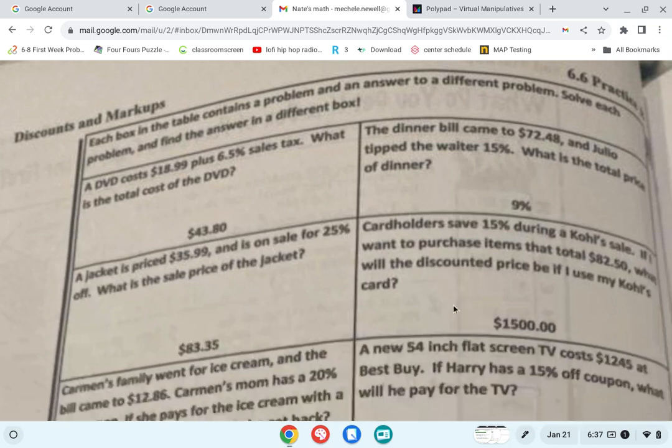Let's look at all the other problems and just see if there's something different. Cardholders save 15% during a Kohl's sale. If I want to purchase items that total $82.50, what will the discounted price be if I use my Kohl's card? So now in this case, if I was to set up a formula, I'd plug in 0.15 times X equals $82.50. Okay, and then I would solve for X.